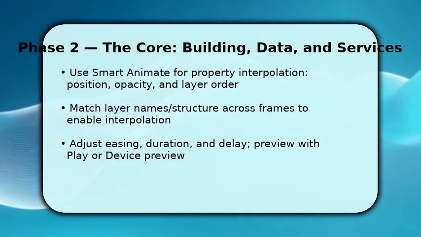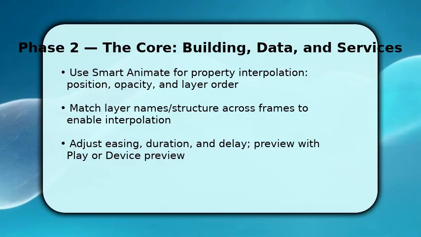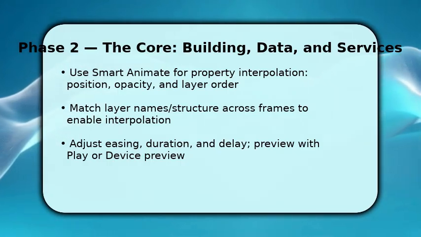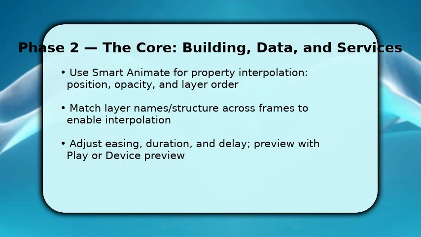In the prototype interaction, choose on tap or after delay and pick Smart Animate, then tweak duration and easing for feel: ease out, spring, or linear. Preview frequently with the play button or device preview to iterate until the timing and overlap feel right.